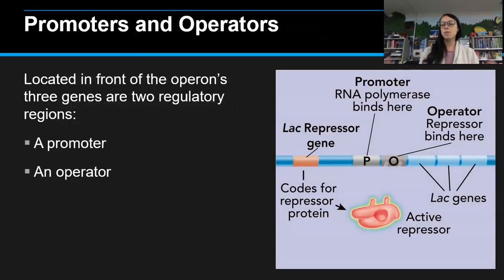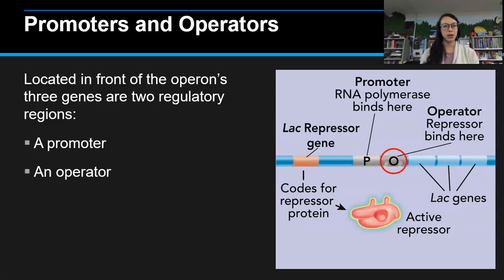So here's what it might look like, and I'll walk you through this step by step. We have these things called promoters, which is where RNA polymerase is going to bind, and then we have operators, which is where repressors can bind. Located in front of the operon's three genes are two regulatory regions called a promoter and an operator. The promoter is abbreviated P, and this is where RNA polymerase is going to bind in order to transcribe and translate these genes to make a protein that will allow the body to break down lactose.